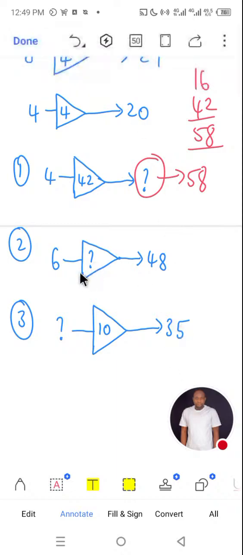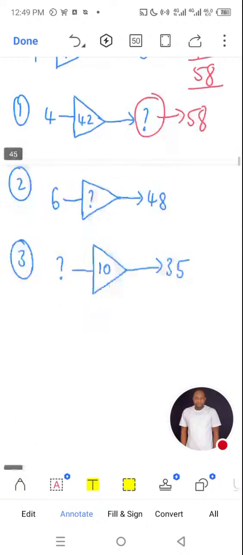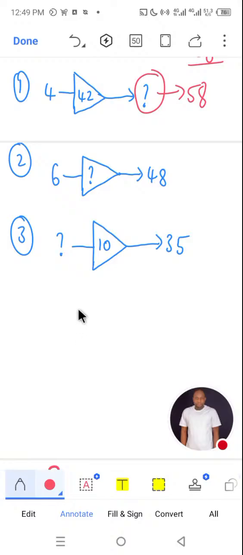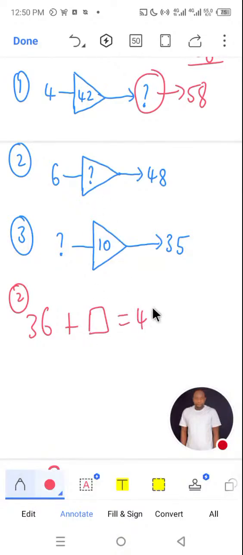Okay, so for number 2, you said the answer is what? 13 or 12? Okay, you said 12. Okay, let's see if that will be correct. Remember, you squared the number at the left. So if you do 6 squared, that will be 36. So this is number 2, by the way. So 36 plus this number, there's nothing in the middle, is equal to 48.